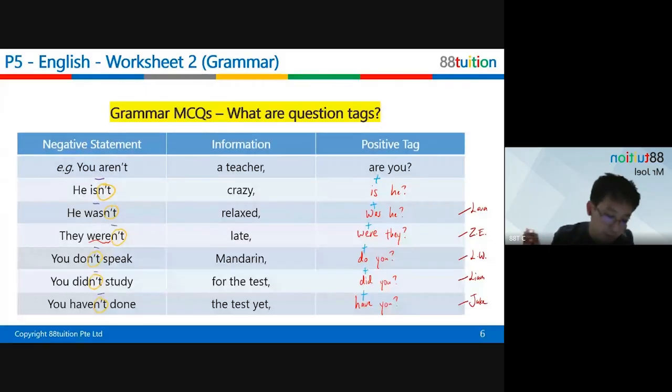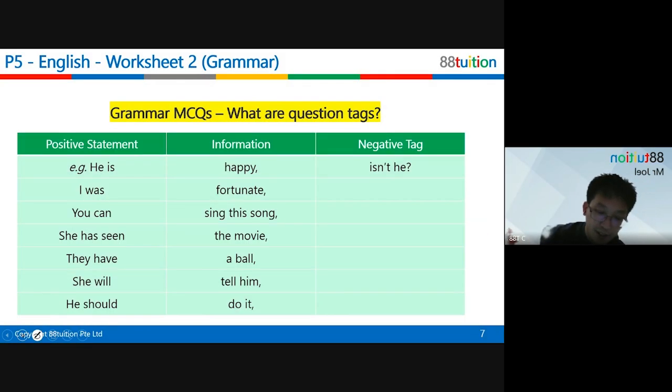Now, moving on. This is the opposite, right? The positives are all in front, all right? So these are all positives. Was, can, right? Has, have, will, should. These are all positive. Plus, plus, plus, plus, plus. Okay? What would the negative be? This time round, I will demonstrate the last one. He should do it. Negative of should is shouldn't. And then I have to use the correct pronoun. Shouldn't he?